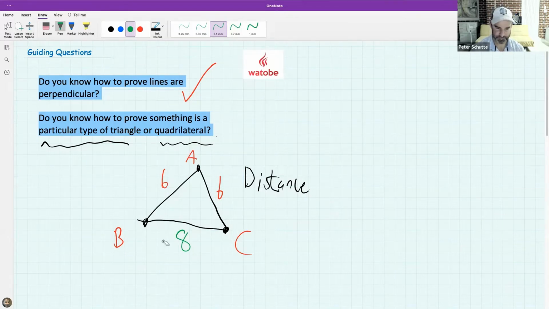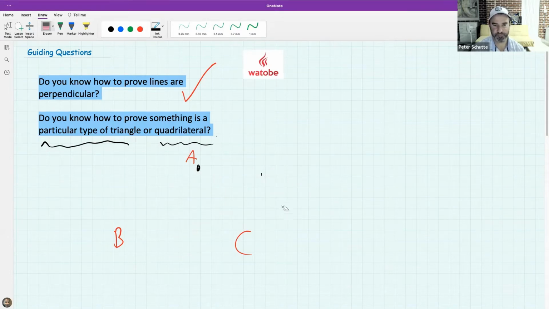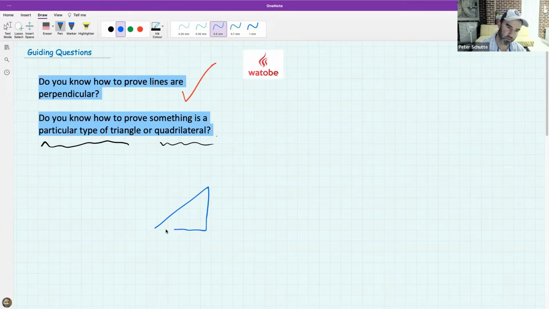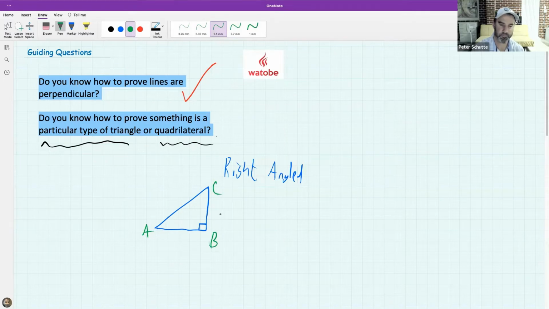However, what if we needed to prove a triangle was 90 degrees? So a right angle triangle. How could we prove something is a right angle triangle? What are some of the techniques we could use if we wanted to show this? Pop it in the chat if you think you know, or raise your hand.